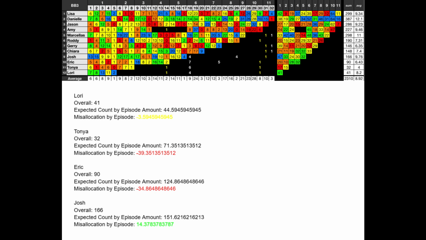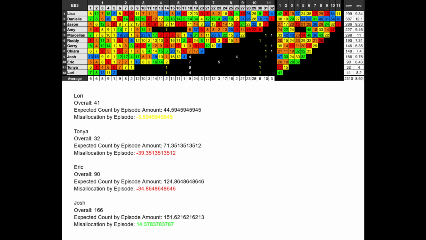Tanya overall has a diary room count of 32, and her expected count by episode amount, based off of the prior data, is 71.35. This means that she has a misallocation by episode of negative 39.35. This means that she has less than half of the amount of diary rooms that she should have gotten if this was a balanced edit. Eric overall has a diary room count of 90, and his expected count by episode amount is 124, meaning that he has a negative 34.86 misallocation by episode. So he generally needed about 30 more diary rooms.